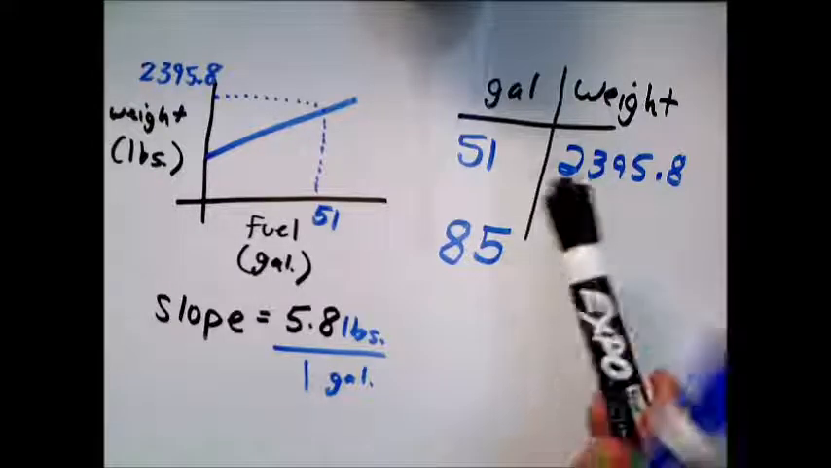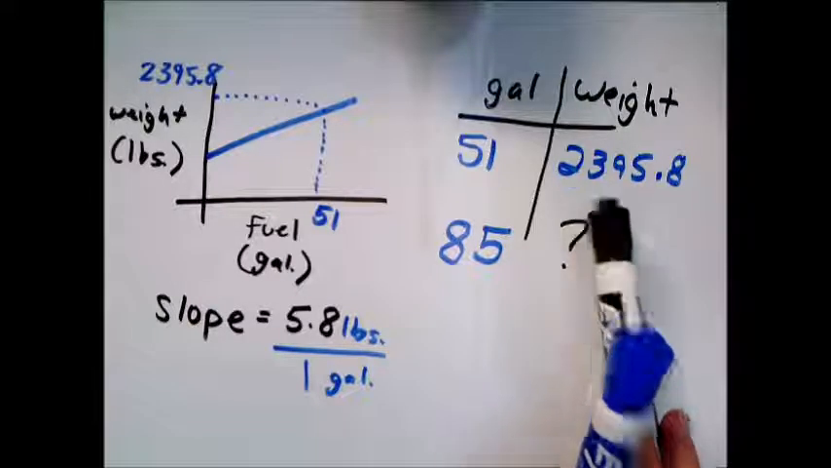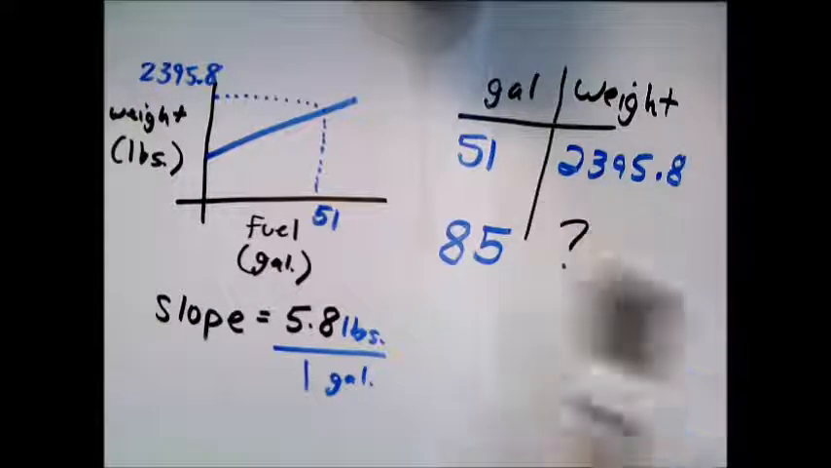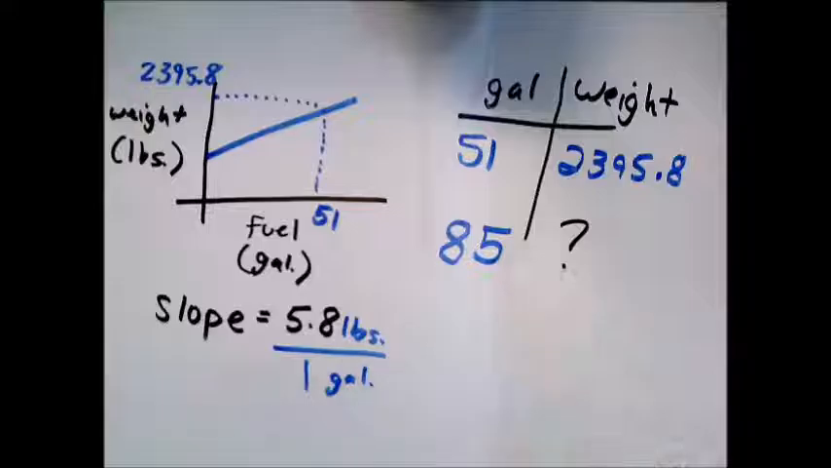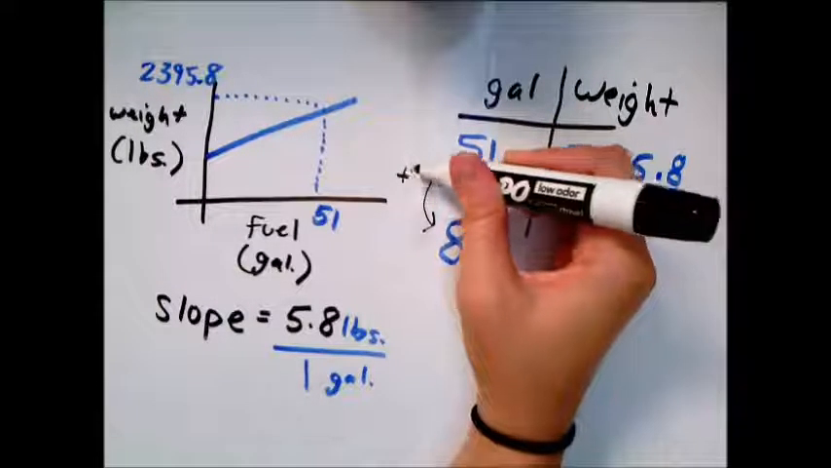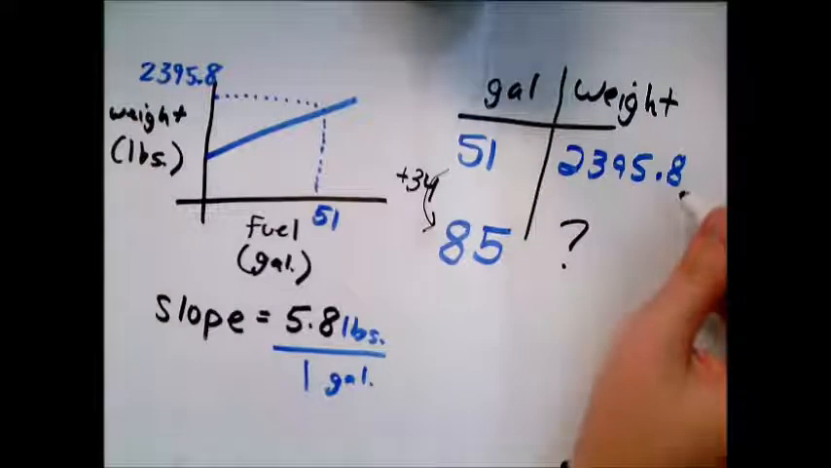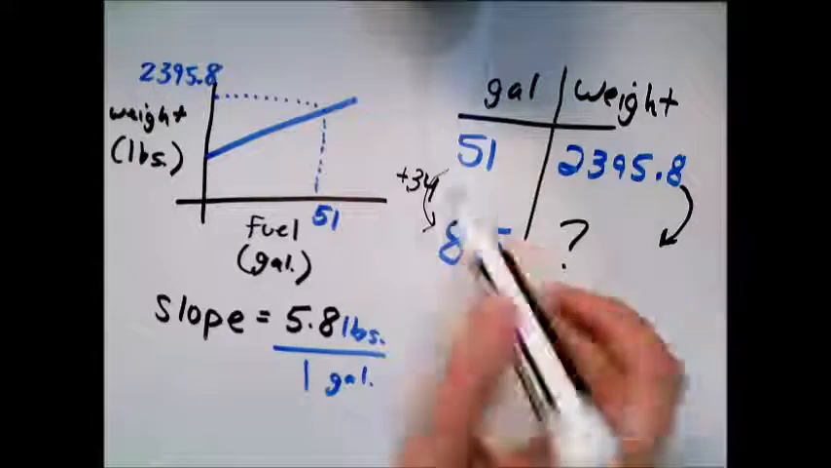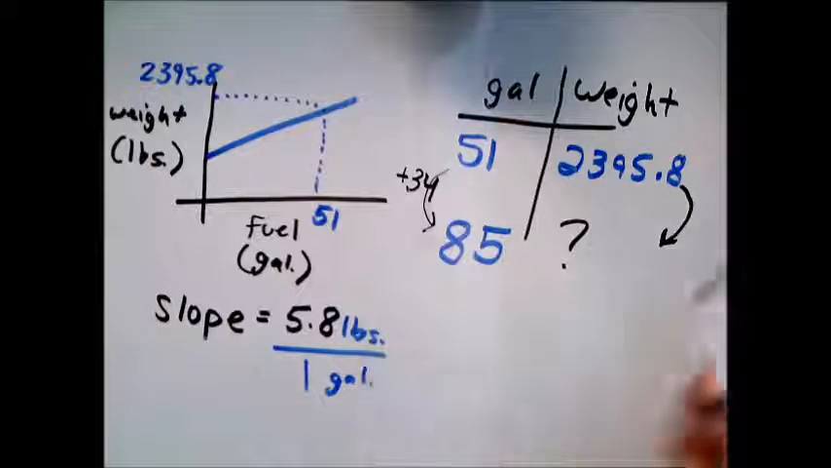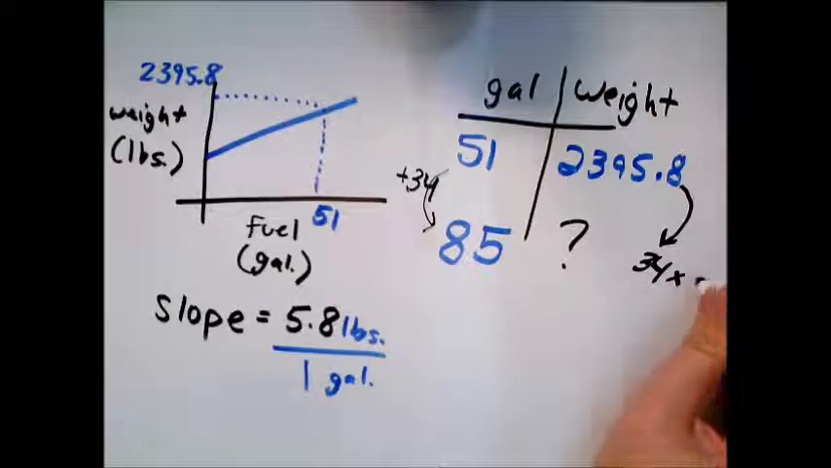All right, so we could individually say, like, okay, if I know 51, it adds 5.8 to go to 52, and it adds another 5.8 to go to 53, and another 5.8 to go to 54. But you might not want to add that number over and over and over again. And so instead, let's just think, well, how many more gallons is it from here to here? So that looks like an additional 34 gallons to get from 51 to 85. So what will that do here? Well, every time I add 1 gallon, it adds 5.8 pounds. So essentially, I'm adding 1 gallon 34 times.